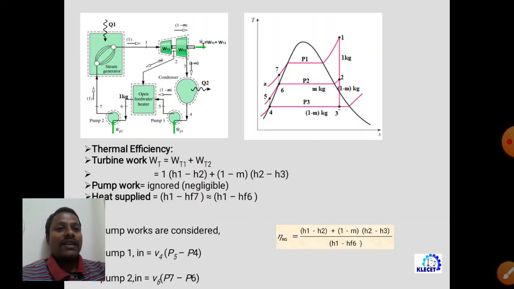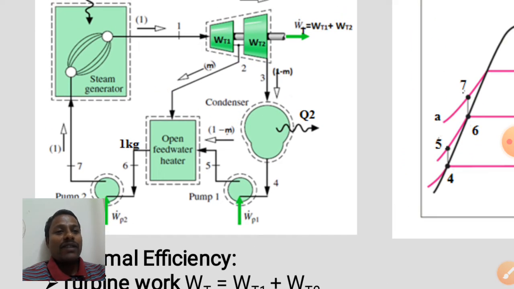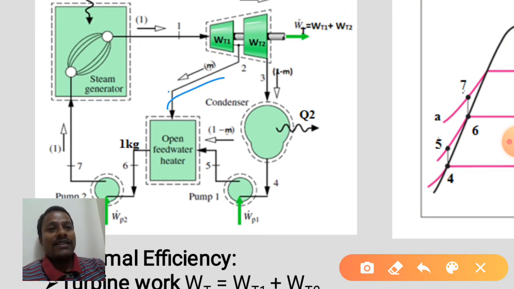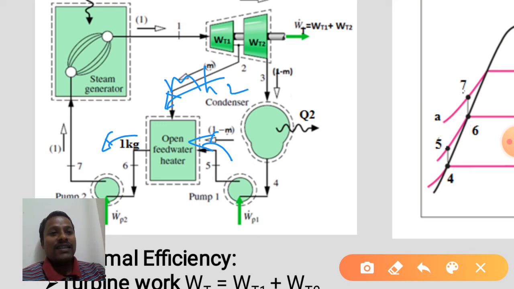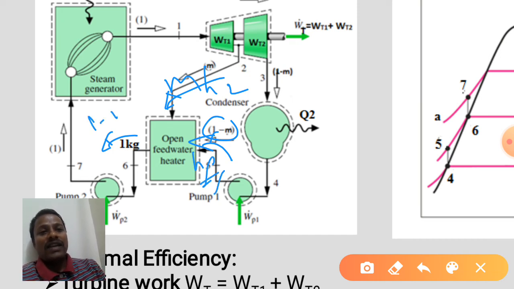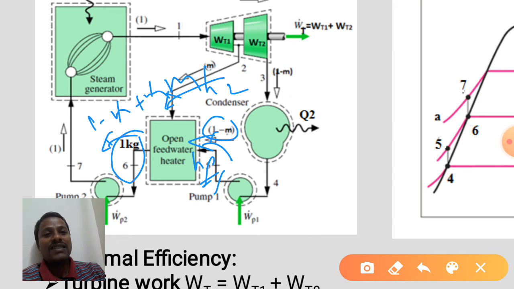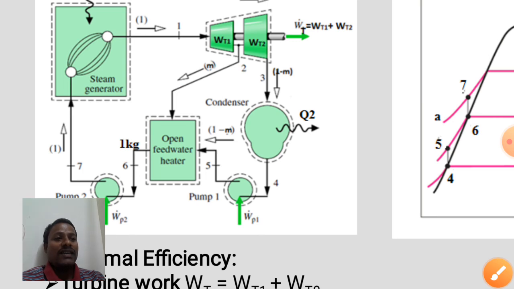again, let's have a quick review here. Here the open feed water heater is surrounded by the steam inlet, the condensate inlet, and the condensate going out. So this is m into h2, energy going inside here. Here (1 minus m) into hf5 is going inside, and 1 minus m plus m, so both cancel. 1 kg into hf6 is coming out of this. This diagram is shown on the next slide.